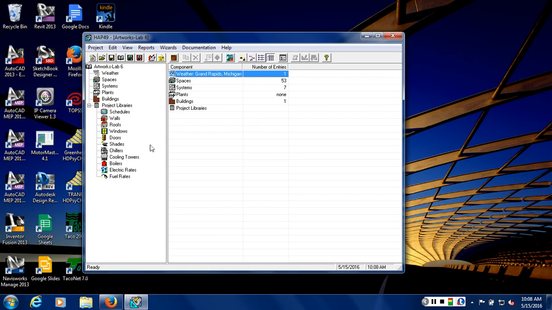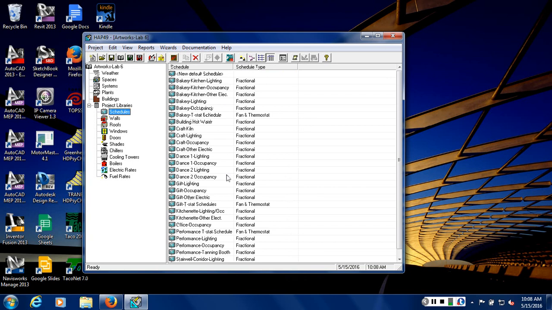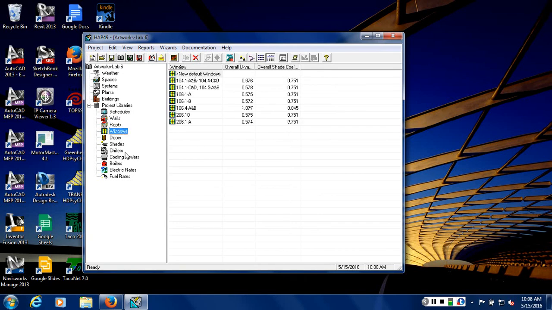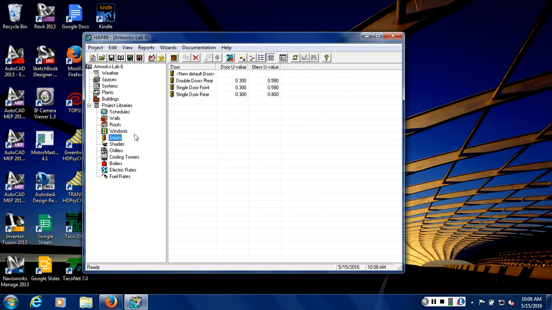So if we take a quick shopping list, we'll notice that there's schedules. In fact, there's quite a few schedules. There's the wall components put in so we know what the U values are. We have the roof components. We have window components. And we have door components. So we have all the basic components in here. Now if you slide all the way to the bottom, we have electric rates and fuel rates. We'll get to that in a second.